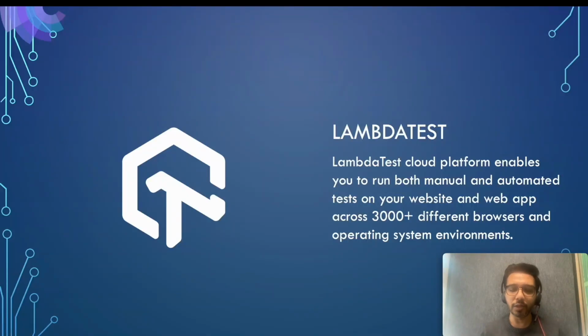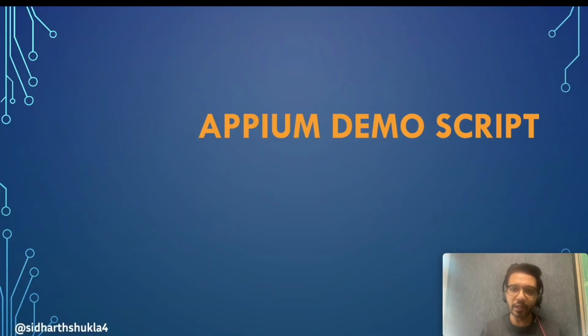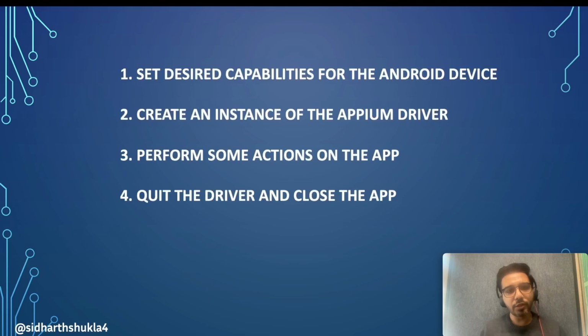Test Appium tutorial series, and in this session we are going to cover Appium demo script with execution. In this one we will cover four important things. First one is desired capabilities setup for Android device. Second, we will try to create an instance of the Appium driver. Then we will perform some actions on the application, which is an .apk file, and then we will quit the driver and close the application. We will try to execute all the steps on emulator.